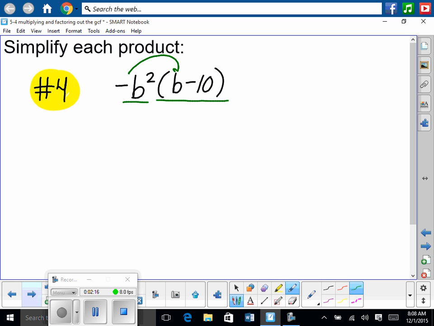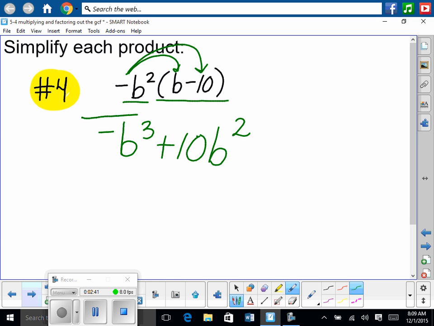-b squared times b. Very good. -b cubed. Questions on that? -b squared times -10. Very good. +10b squared. Okay, any questions? Don't feel dumb asking them. Today is the day to make sure we're all good. Because tomorrow is the big, big day. All right, any questions? Okay, we're all good. Let's go on to the next problem.